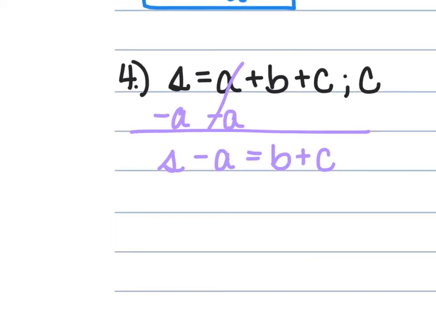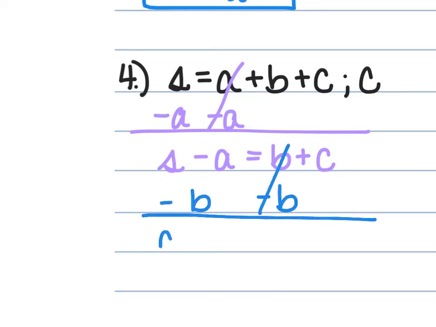That b is on the same side as c, so we're going to subtract it from each side, and we're going to be left with c is equal to s minus a minus b.